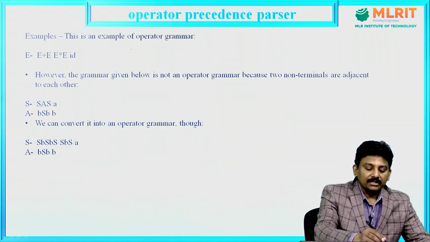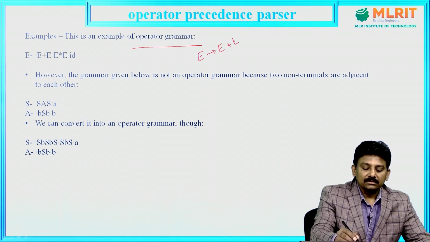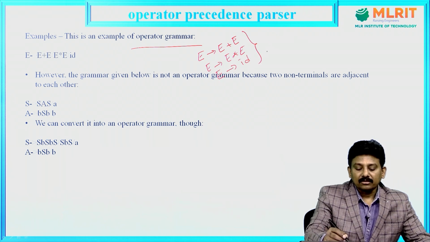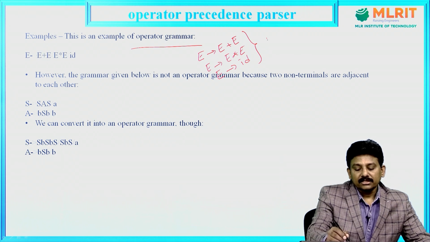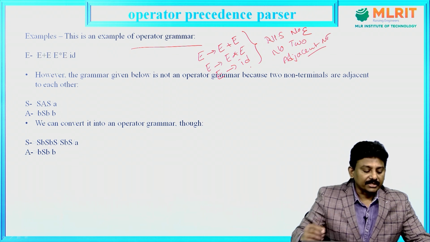Example of an operator grammar. See, E derives E plus E, E derives E star E, E derives ID. This grammar is an operator grammar because the right hand side has no epsilon and there are no two adjacent non-terminals. So, this is an operator grammar.